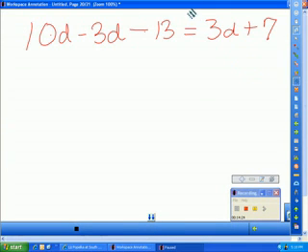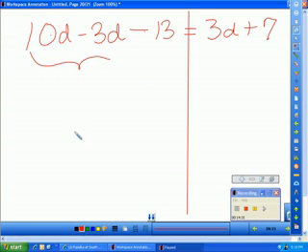I'm going to start by solving this by putting my line straight through my equal sign. Here I've got some like terms that I can combine before I do anything else. 10d minus 3d is going to be 7d. I'm going to rewrite the rest of the equation.